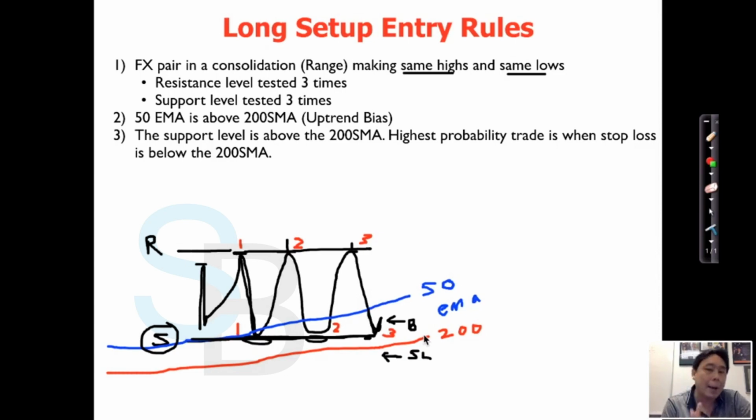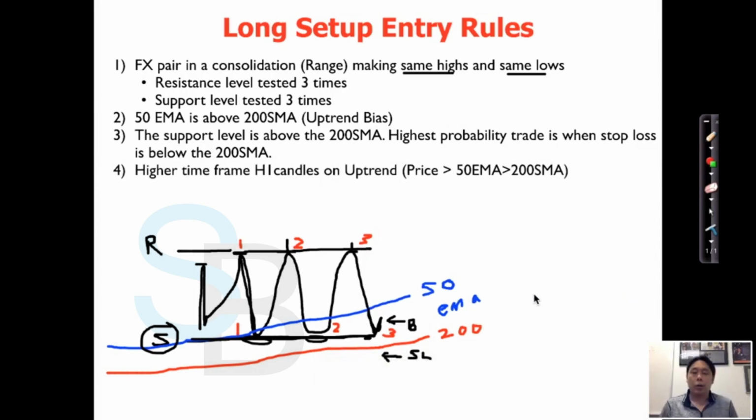And again, this is not a must, but it's a good to have. And oftentimes when I see that, I tend to like taking these particular trades, right? But of course, the stop loss can be above the 200 moving average as well. I won't blame you for taking that. That is still a valid trade, all right, guys?